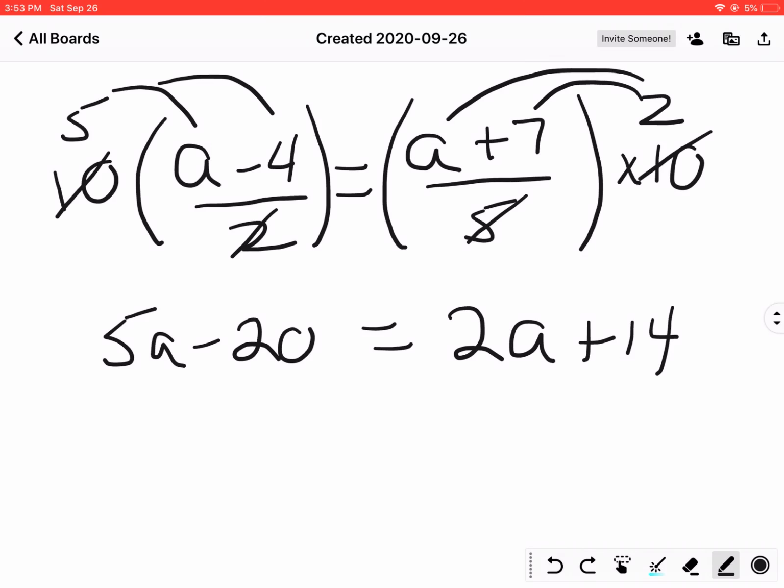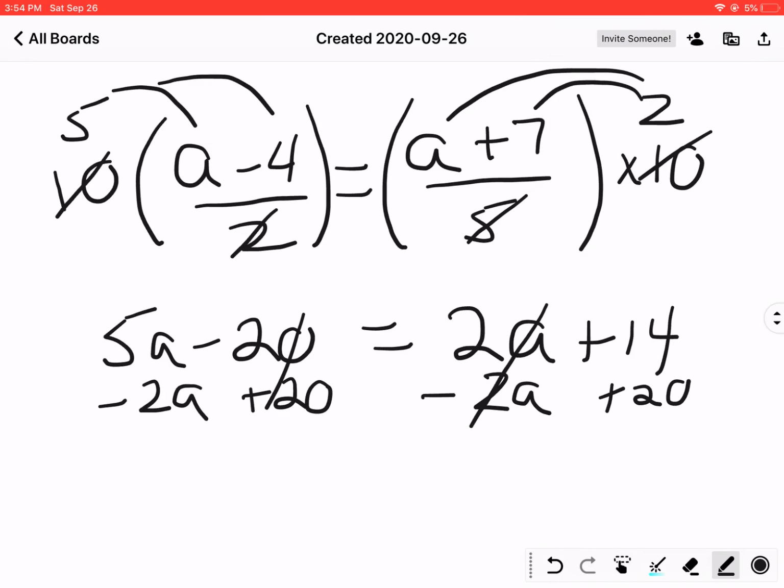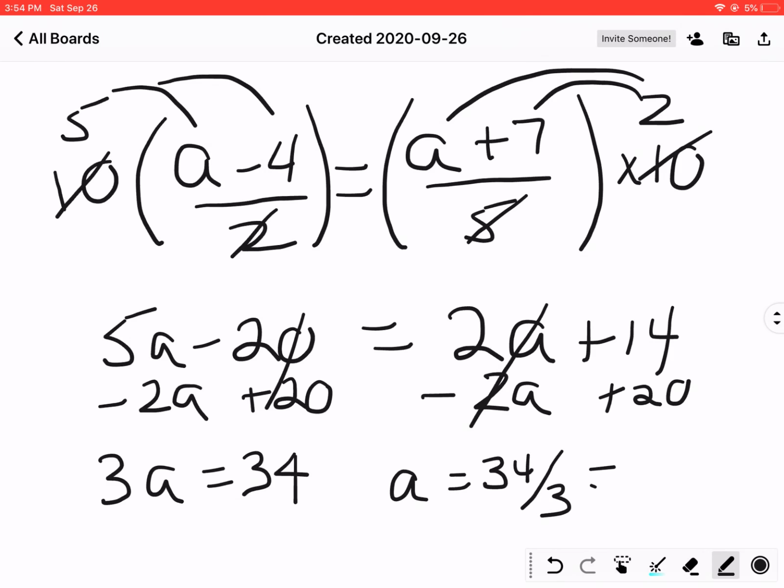At this point, similar to the last question, I will subtract 2a from both sides. Those will cancel off, that's why I did it. I will add 20 to both sides. Those will cancel off, that's why I did it. And I will be left with 3a equals 34. And dividing by 3 on both sides will give 34 over 3, or 11 1/3.